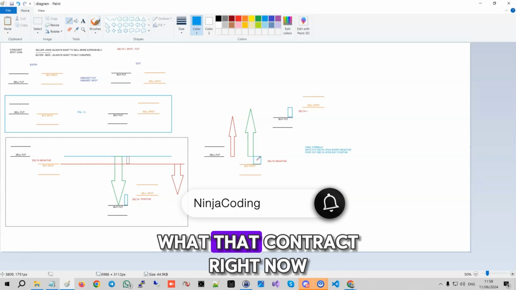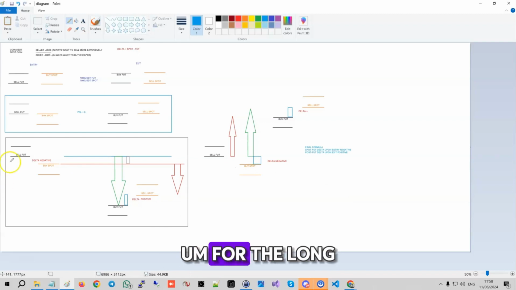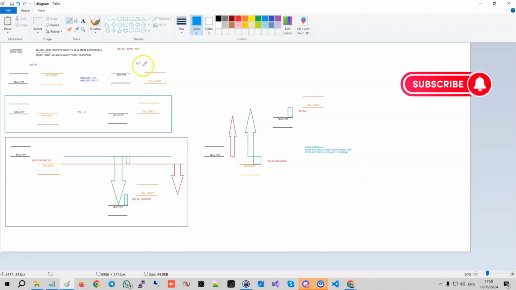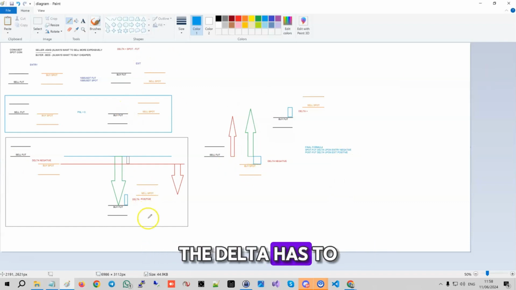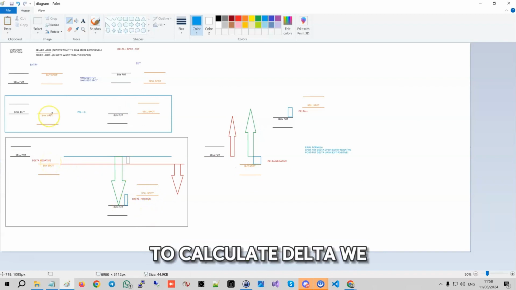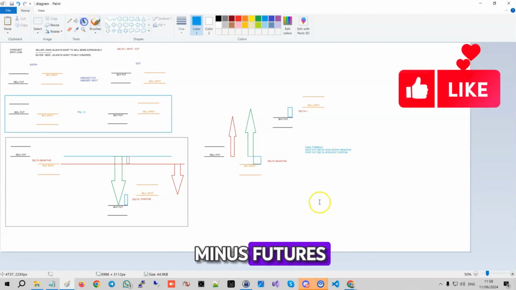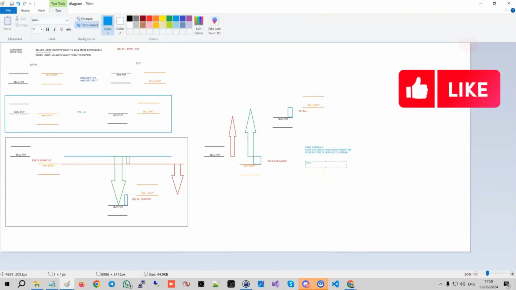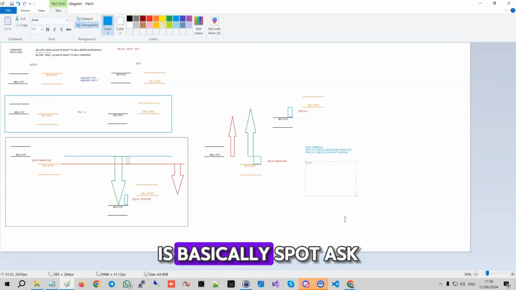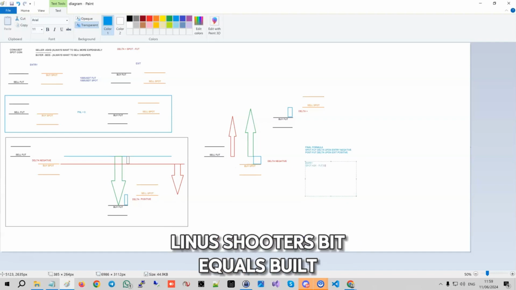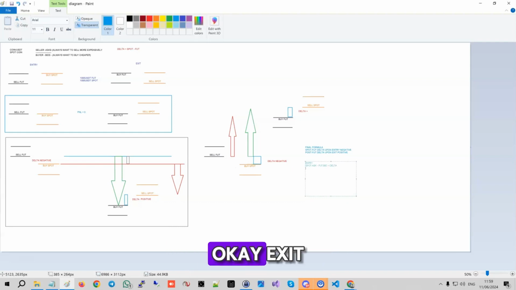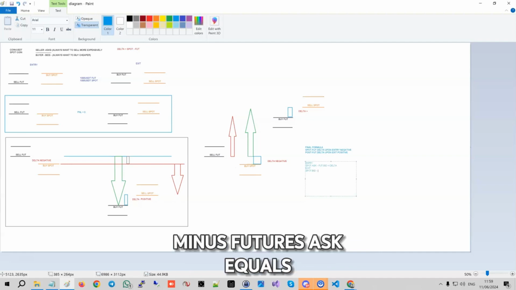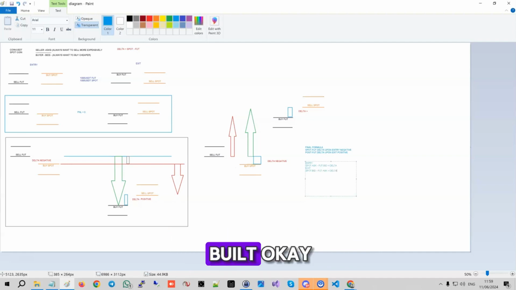Now, for the exit, we have to understand that the delta has to be positive, spot minus futures. Again, to calculate delta, we take spot minus futures. Entry is basically spot ask minus futures bid equals delta. Exit, this is very important: exit is spot bid minus futures ask equals delta.